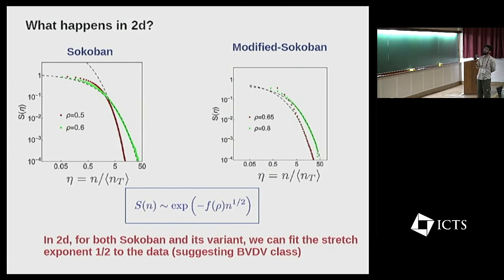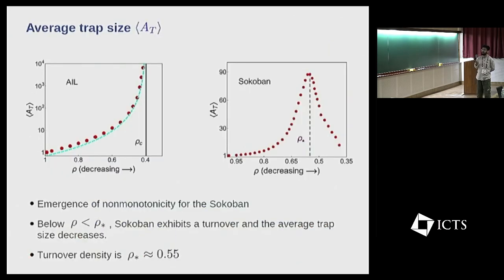We also considered a modified Sokoban where the microscopic rules are different, but again, this form seems to describe the simulation data quite well. So even in 2 dimensions, for both Sokoban and its variant, we can fit this stretch exponent half to the data.